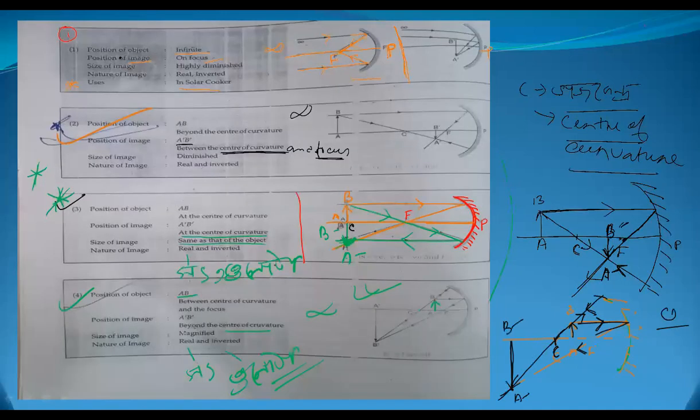So first, when the position of the object is infinite, then the image will be formed at the focus. In the same way, when the position of the object is at the focus, the image will be at infinite.